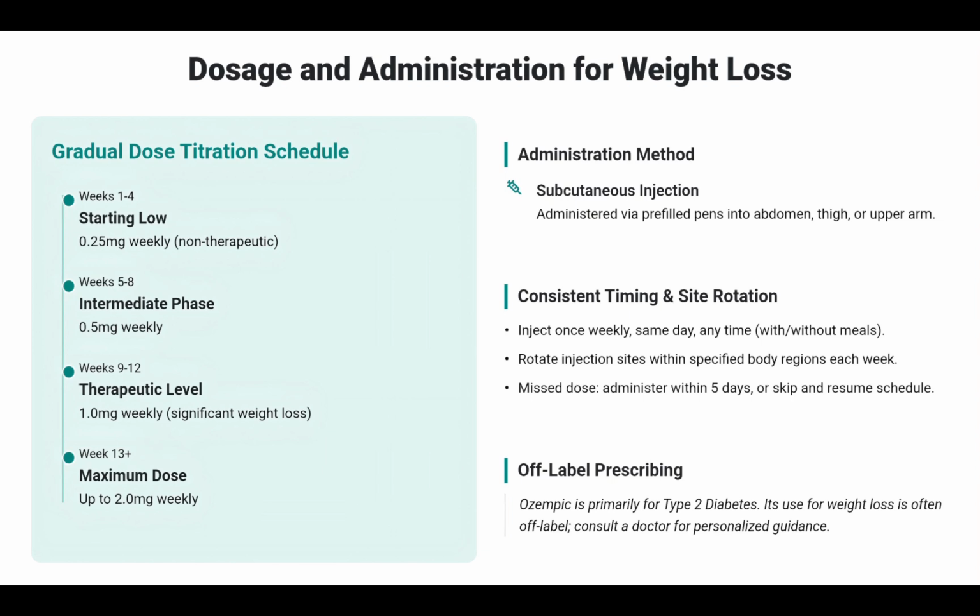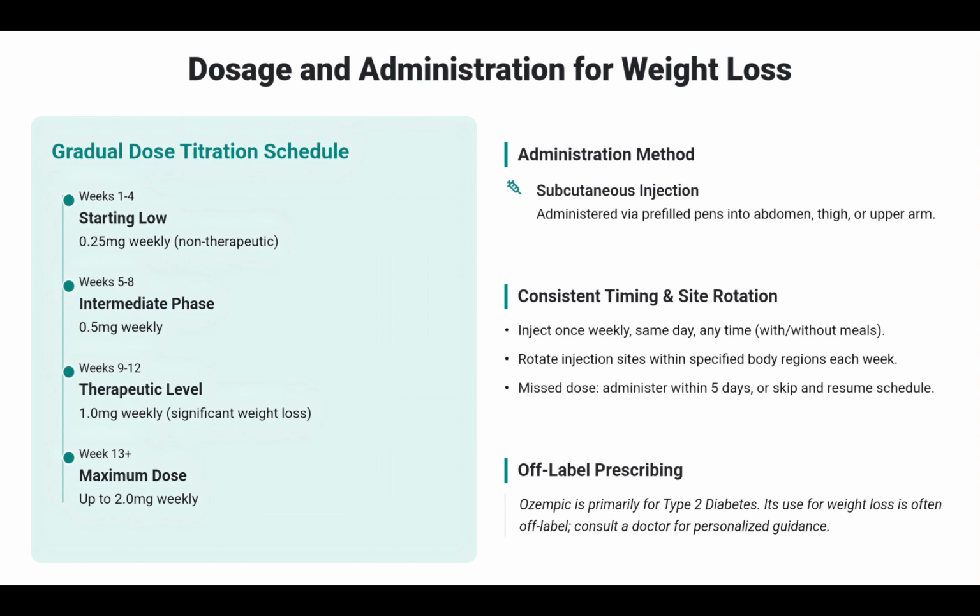Administration method: Ozempic is administered via subcutaneous injection using a pre-filled, easy-to-use FlexTouch pen. It can be injected into the abdomen, anterior thigh, or upper arm, all with equivalent bioavailability. Key administration points: inject once weekly on the same day each week, at any time of day, with or without meals. Rotate injection sites within the same body region each week to prevent lipodystrophy or injection site reactions. If a dose is missed, advise the patient to administer it within 5 days of the missed dose. If more than 5 days have passed, simply skip it and resume the regular schedule.